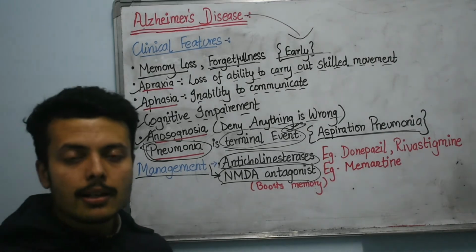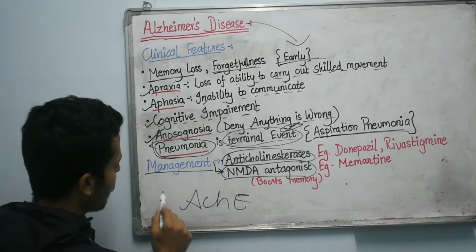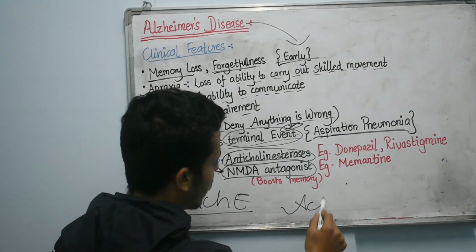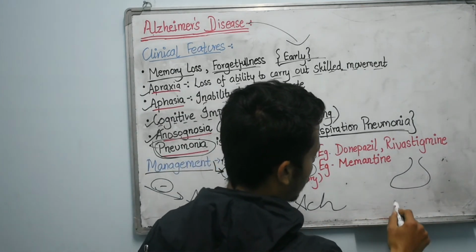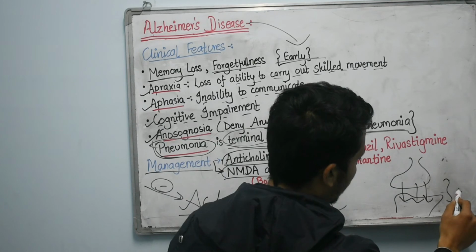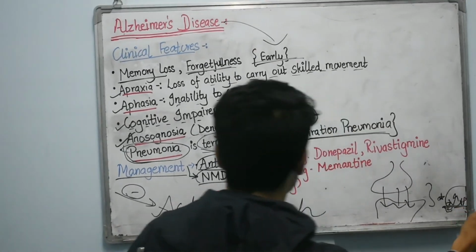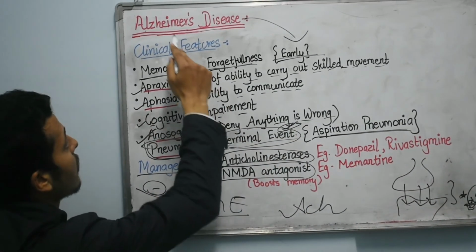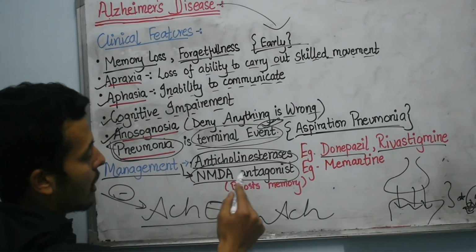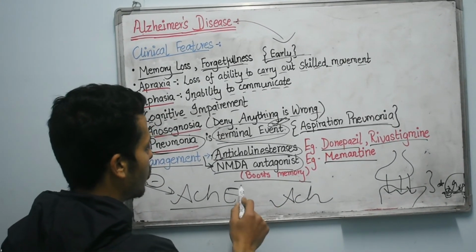Anticholinesterases are actually given in this condition because anticholinesterases are inhibitors of the acetylcholinesterase enzyme. And if the acetylcholinesterase enzyme is inhibited, then acetylcholine can persist for a longer time at the synaptic junctions, which will result in increased depolarization of the postsynaptic membrane and will cause increased cognition. The examples of anticholinesterases used in case of Alzheimer's disease are donepezil and rivastigmine. Similarly, NMDA antagonists like memantine are also used, and they basically help in boosting memory.